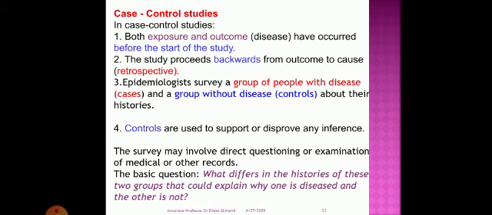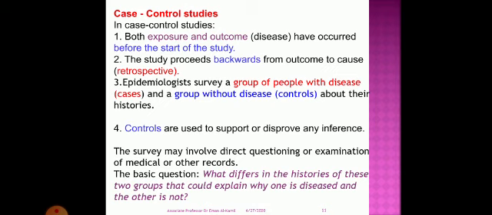So we are going to take two groups: cases, individuals who have the disease, and the other group is the control group, who have no disease, and we are going to compare regarding the exposure. Controls are used to support or disprove any inference or association.